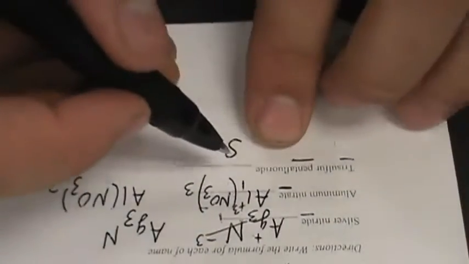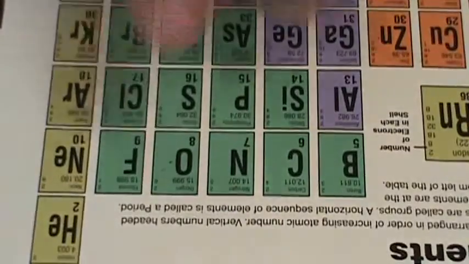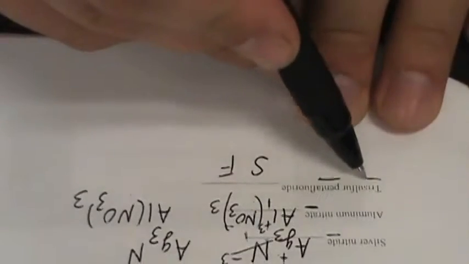Next formula, trisulfur pentafluoride. Well, I have prefixes in this one, tri and penta, so I know I'm dealing with a covalent compound. Sulfur, we look up on the periodic table, find that its symbol is S, so I'm going to write an S. And then fluorine, for fluoride, I look up on the periodic table and find that it is an F. So S and F. To get the subscripts, we don't have to do any math, any crisscrossing. We just look at the prefix. Trisulfur, 3 sulfurs. Pentafluoride, 5 fluorides. S3F5. That's it.